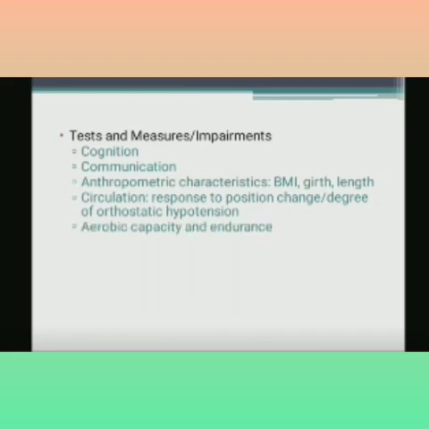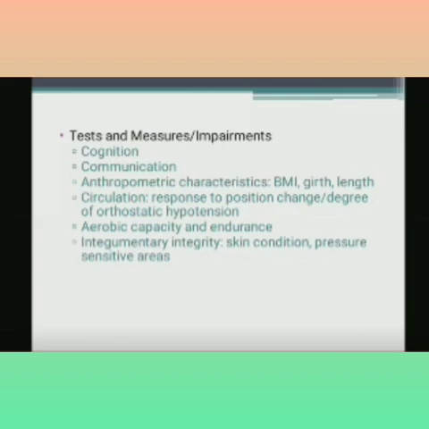Then you need to know about the aerobic capacity and endurance of the patient. Fatigue is a very important symptom of multiple sclerosis. That's why, whenever you are suggesting some exercise, before that you need to know the capacity of the patient to tolerate those exercises. For that, you need to know the aerobic capacity and endurance.